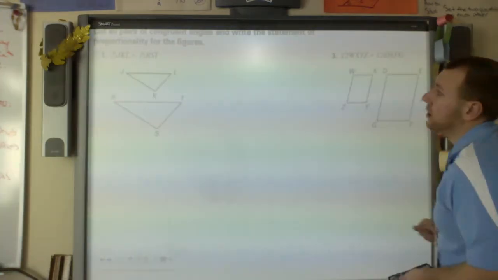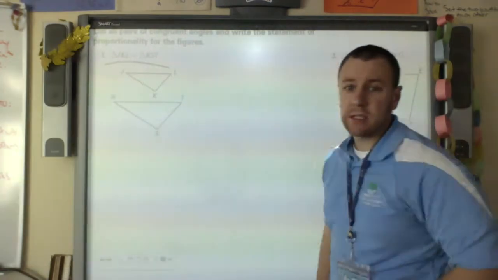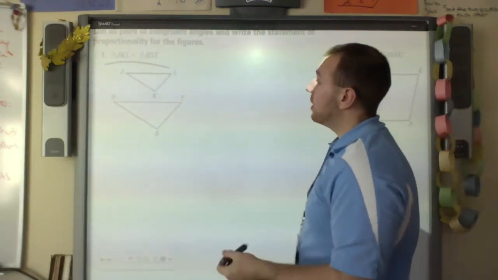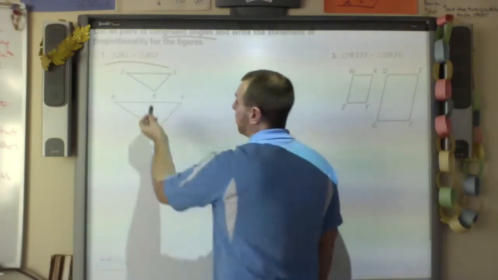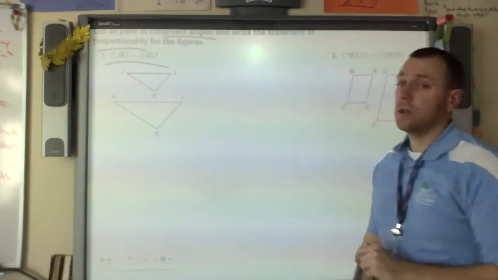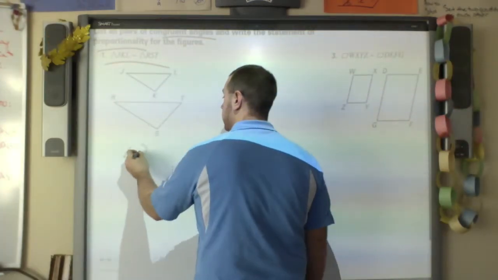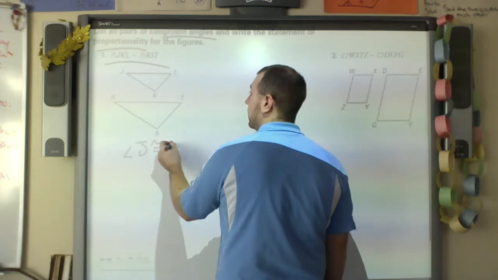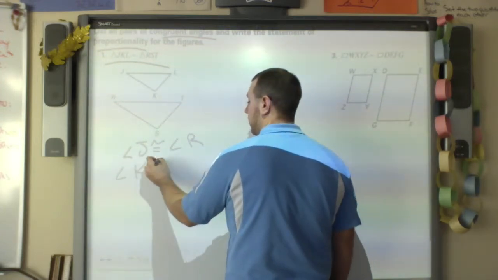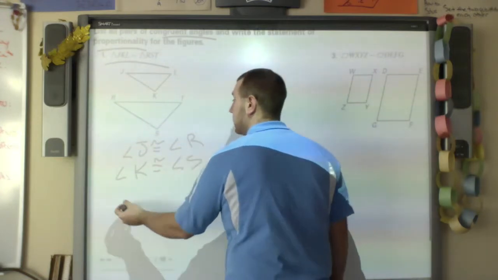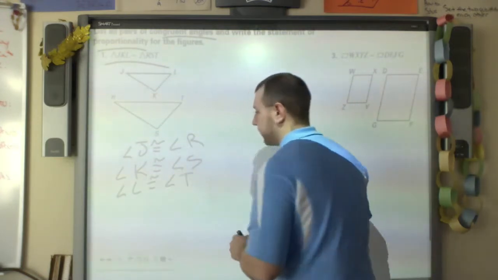For these, now you're given, okay, this is similarity. Okay, list out all the congruent angles and write a statement of proportionality. So congruent angles, again, we just match stuff up. Angle J is congruent to angle R. Angle K is congruent to angle S. Angle L is congruent to angle T.